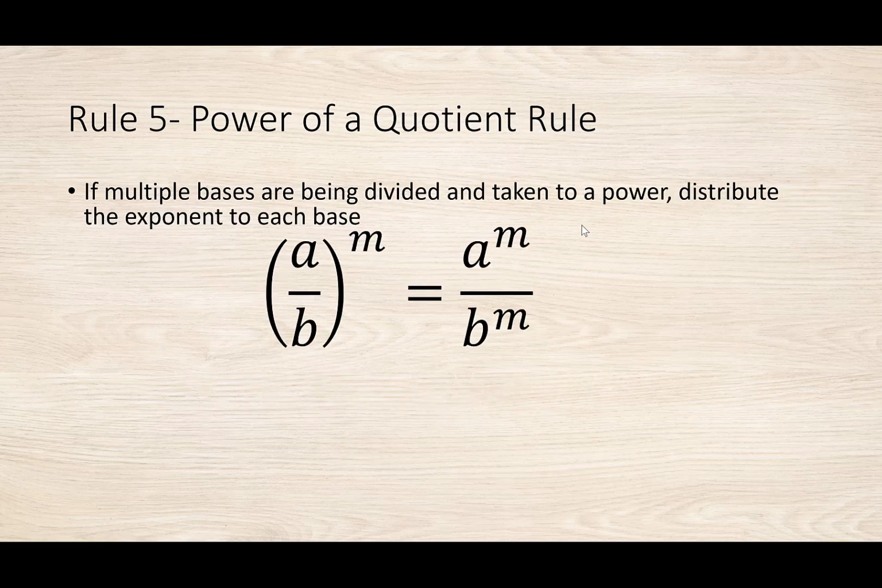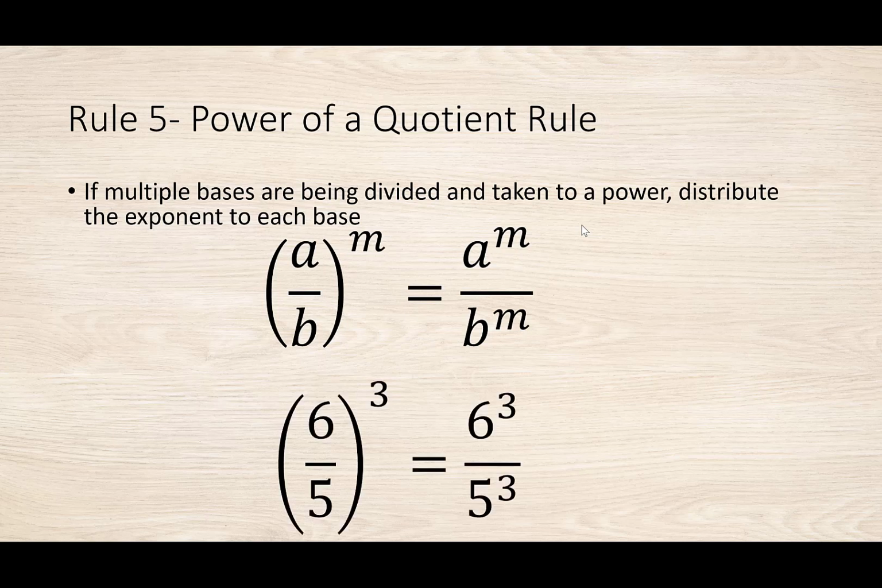All right, rule number 5, power of a quotient rule. If multiple bases are being divided and taken to a power, we're going to distribute that exponent to each base. So very similar to power of a product, but this time it's just division. Same exact reasoning applies here. So if I have 6 fifths cubed, that's really 6 cubed divided by 5 cubed.